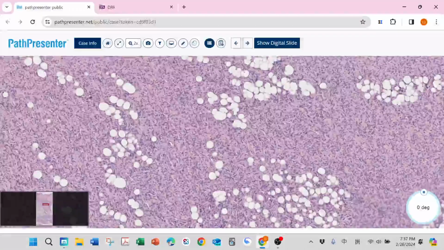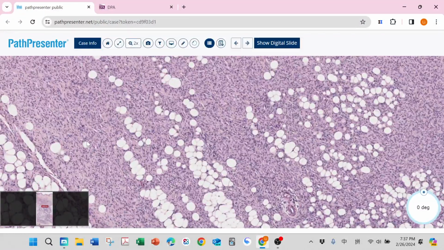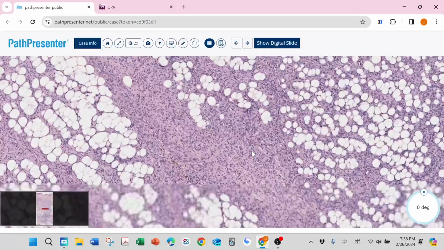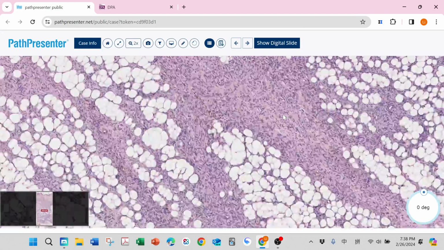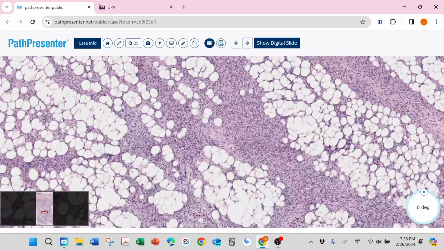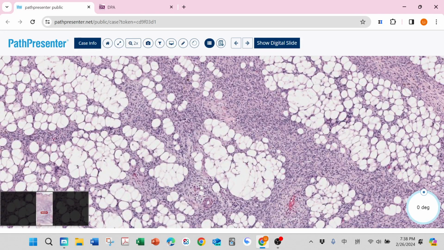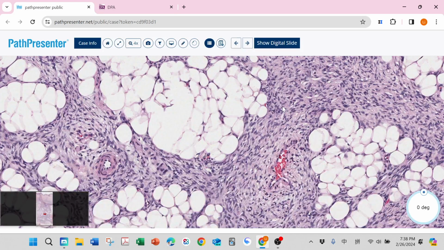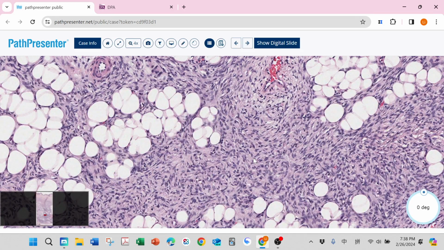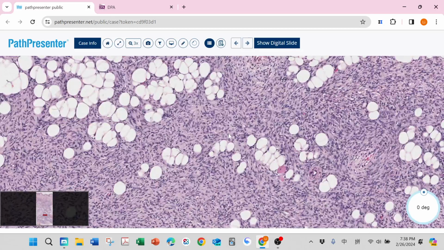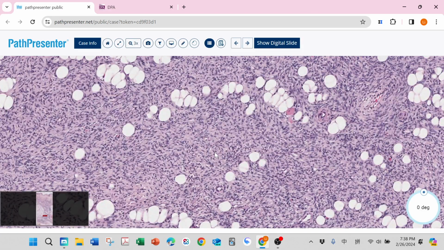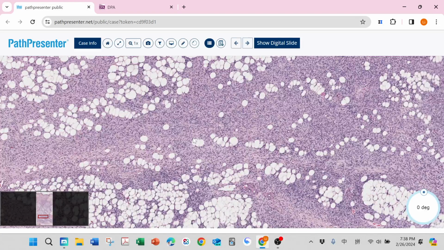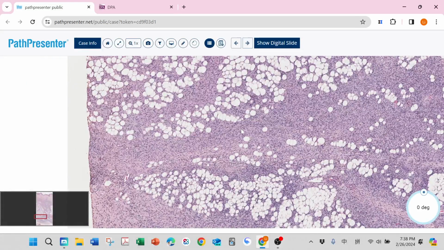Another thing I would like to show you is the storiform growth pattern. These cells are just forming kind of whorls, a swirl pattern, something like this. Not like the DF, dermatofibroma, which just has haphazard growth. So combine all of these features. This is a good example for DFSP.